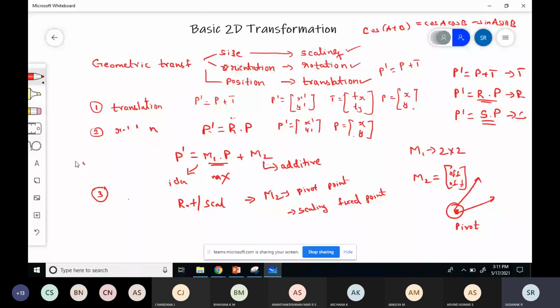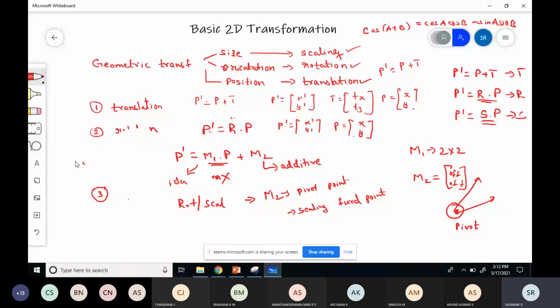So this is regarding the general equation, where you're writing the translation, rotation, and scaling in a single phase itself. Any doubt with respect to this?